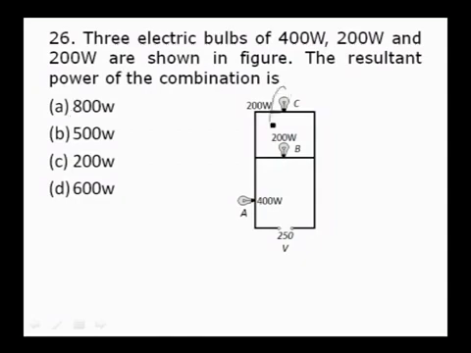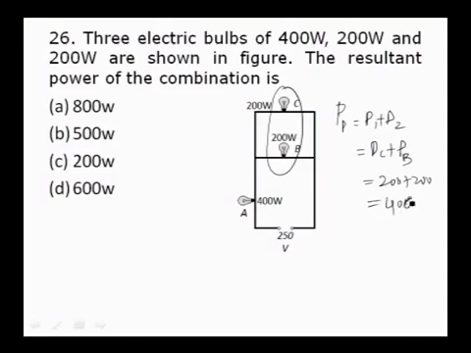Okay. For parallel combination, we have power in parallel is equal to P1 plus P2. For this particular problem, PC plus PB. So this is 200 plus 200, which is equal to 400 watt. Okay. This 400 watt is in series with the 400 watt bulb. Both are in series like this. This is the combination, the parallel combination. How much? 400.